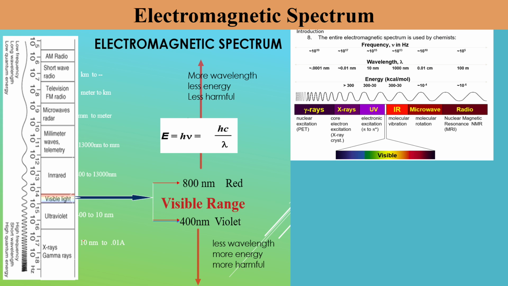Now this is the electromagnetic radiation. It covers a broad range from gamma rays and X-rays to radio waves. The wavelength is increasing going down to here, wavelength increasing, and energy and frequency are decreasing. This energy can be written as E equals h nu.